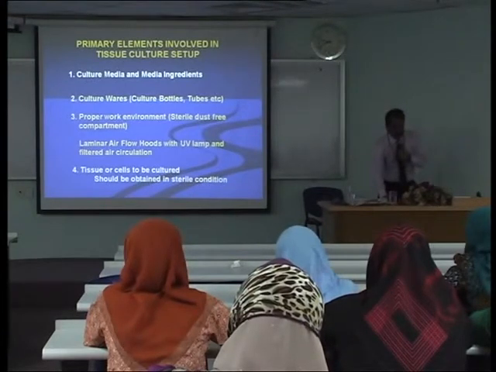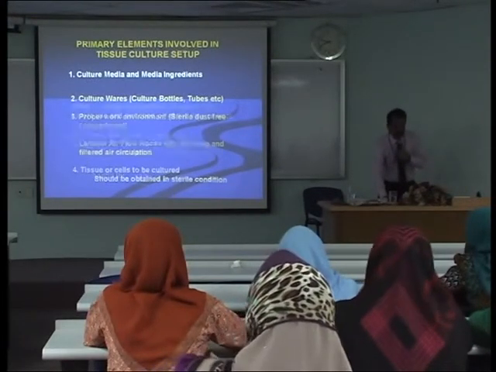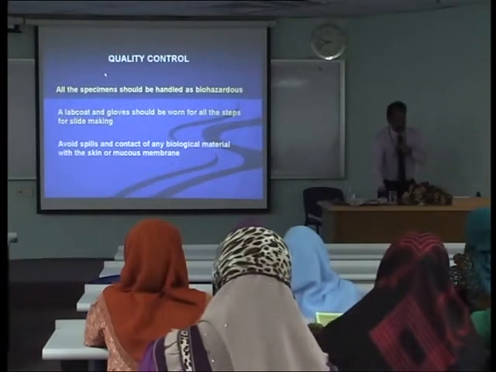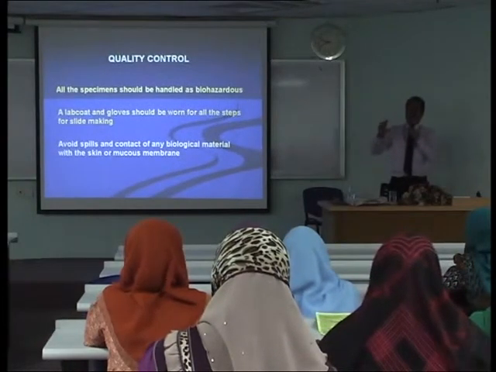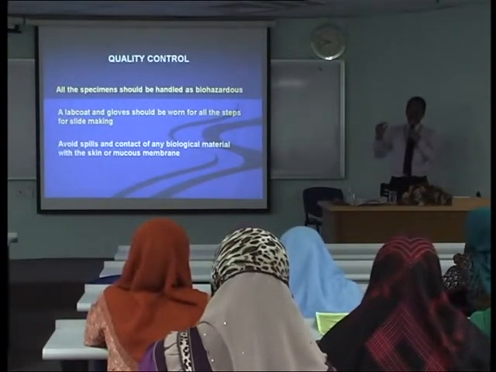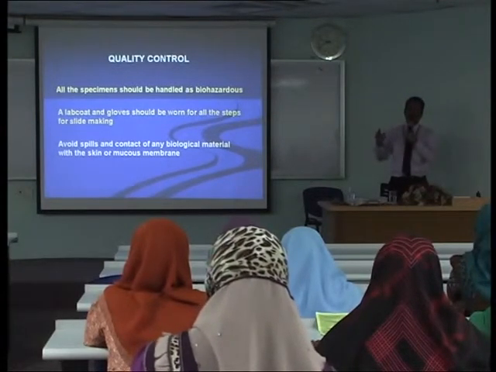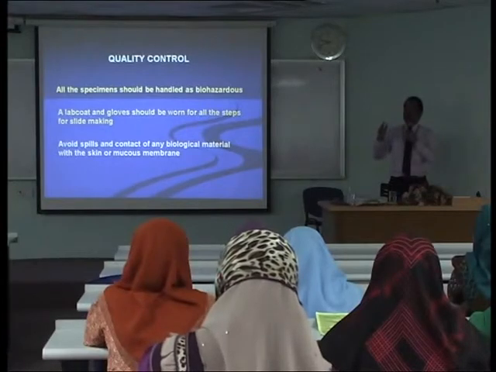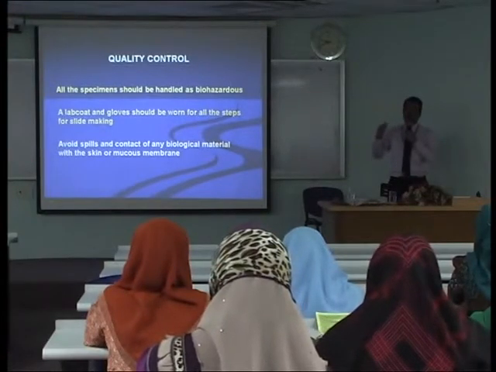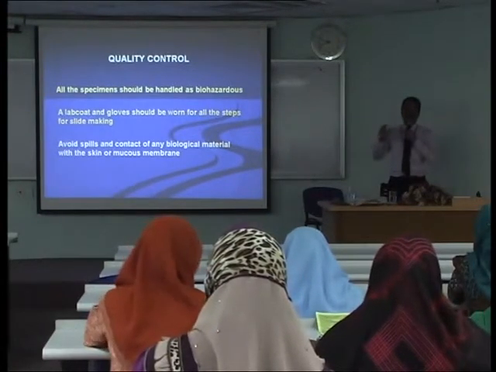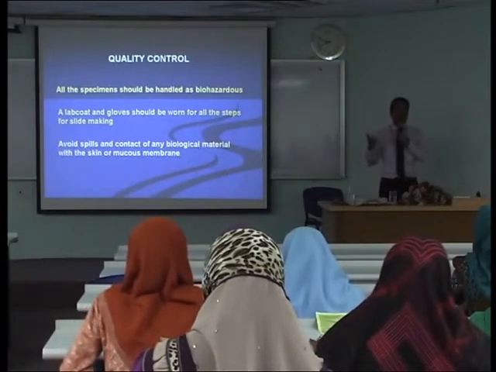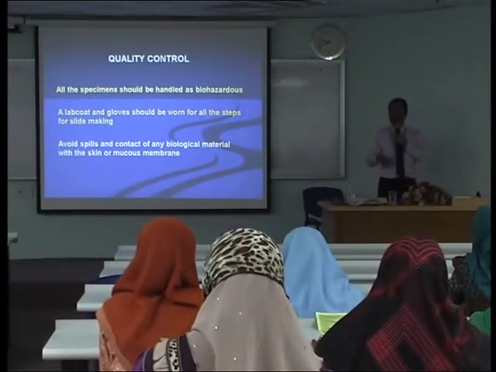So these are the primary elements involved in tissue culture, no need to go to the details. The most important thing is that since we are doing it in vitro, everything should be done under sterile conditions, and there should be a very good sterile tissue culture room. Everything, the tissue culture media, all the components related to the culture should be sterile. Otherwise, the tissue will be contaminated and we may not be able to get results.